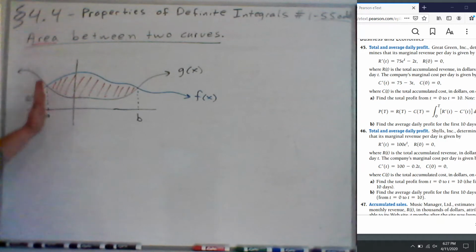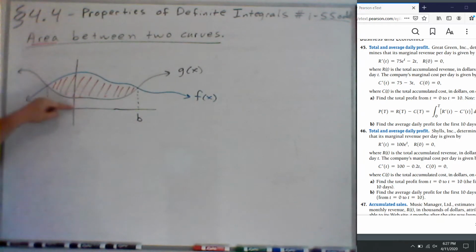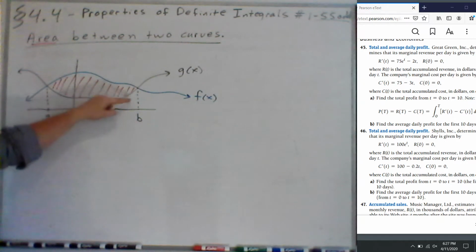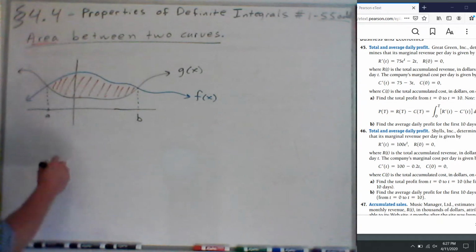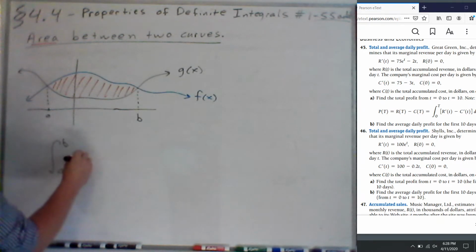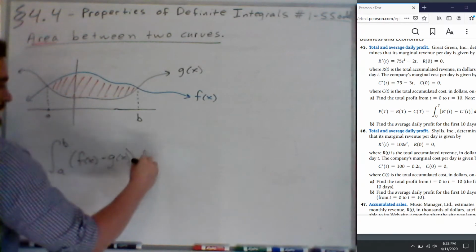Well, if I want to integrate from a to b, first I'll do the blue, but that gives me everything under the blue, including this space that I don't want. But then I can integrate g of x, and it will give me that stuff underneath g of x. If I subtract that stuff under g of x, I'll be left with everything under the blue, but not the stuff under g, which will be that red space, which when we set it up as an integral, it'll be from a to b of f of x minus g of x with respect to x.